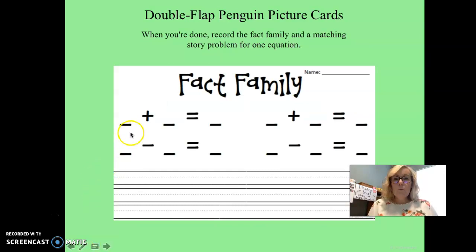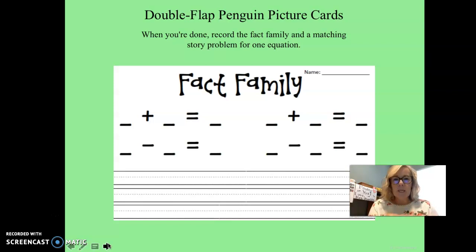Then I want you to write your fact family and a matching story problem for one of the equations. For example, I had 4 little blue penguins sitting on the iceberg. I had 7 more penguins, little blue penguins, come join them on the iceberg. How many little blue penguins do I have all together sitting on the iceberg?